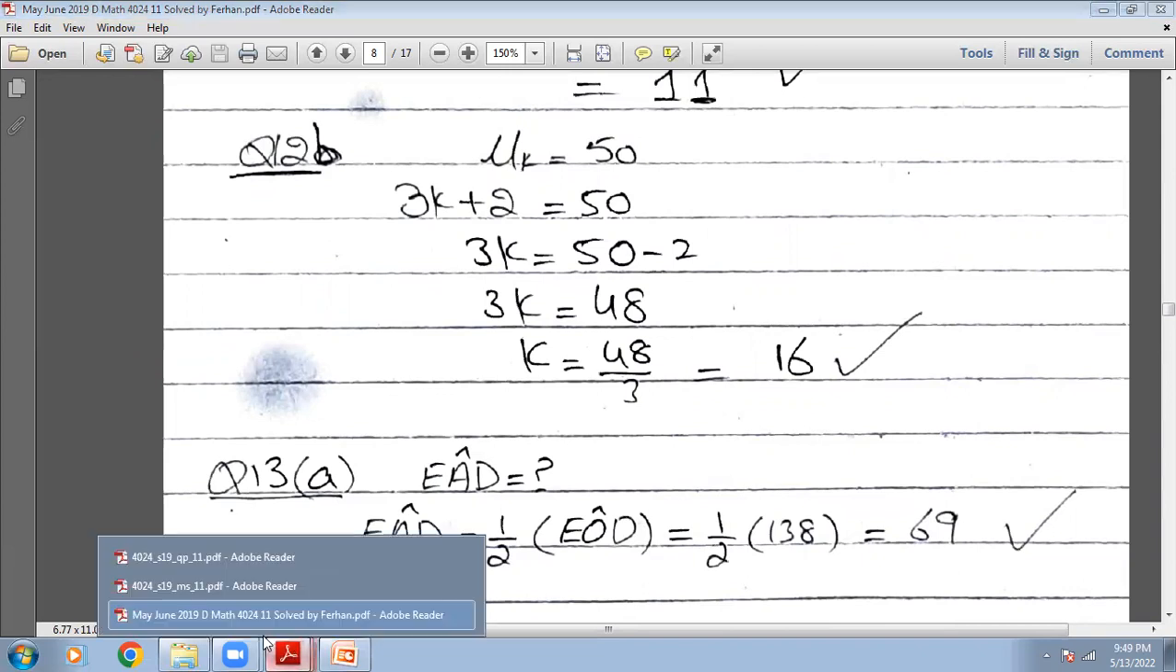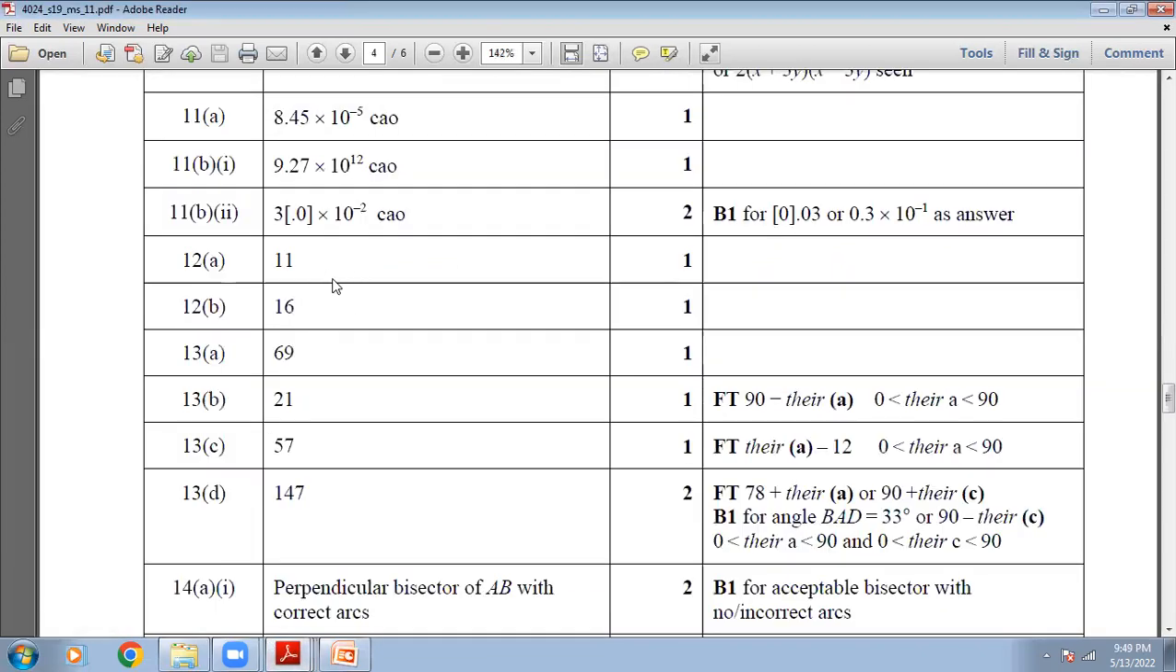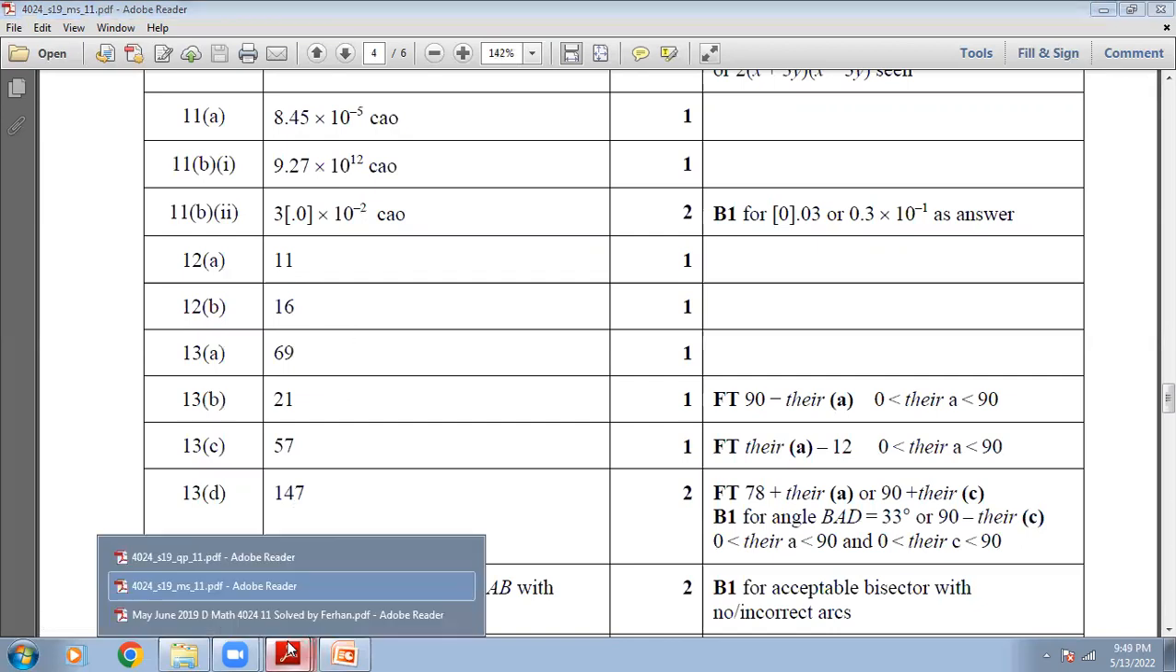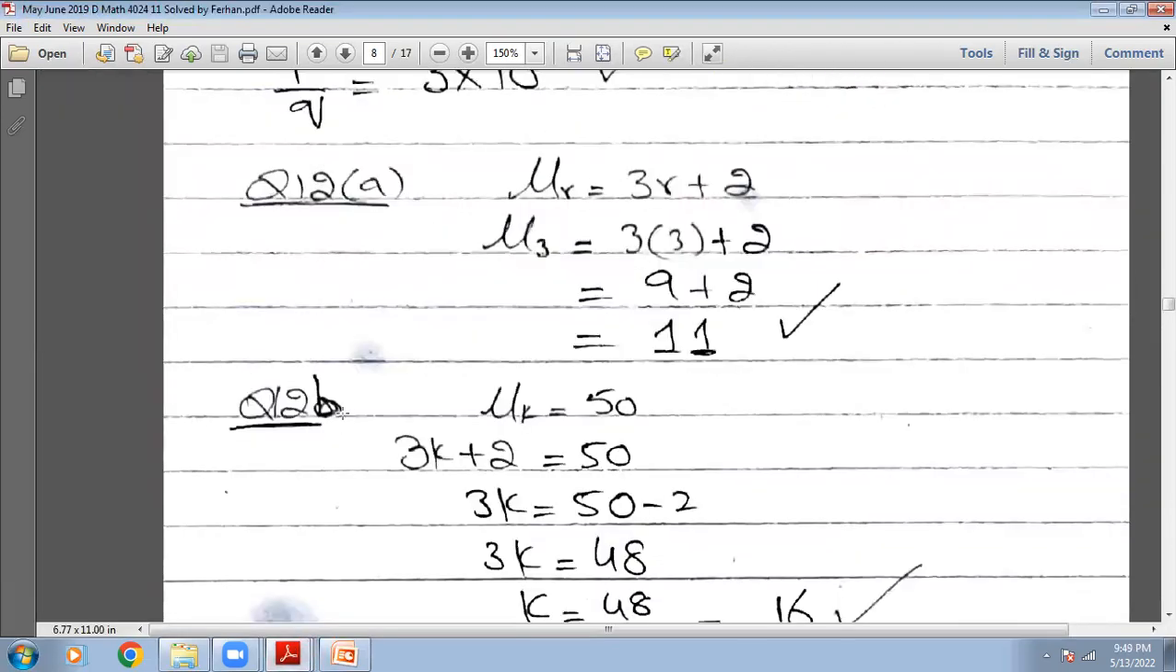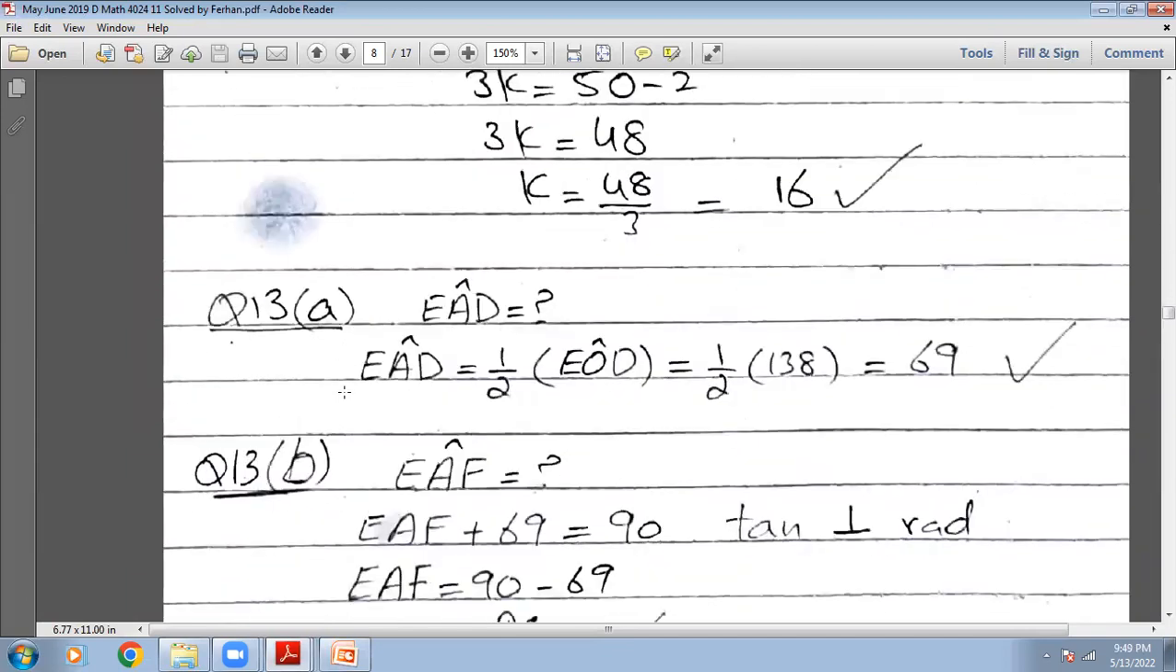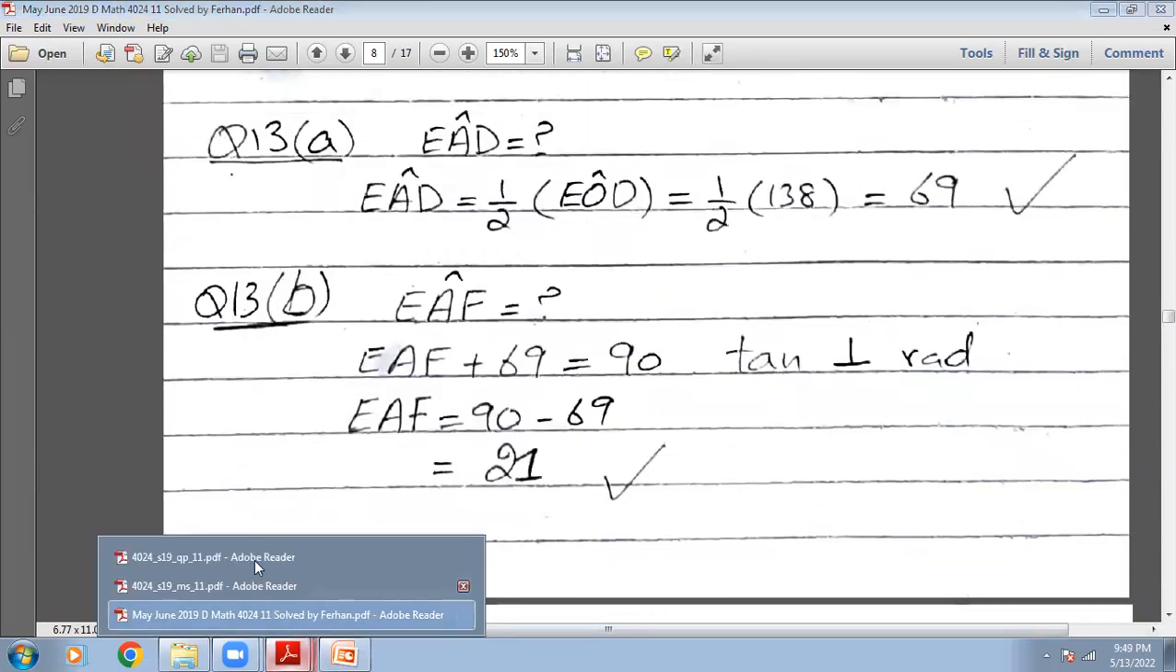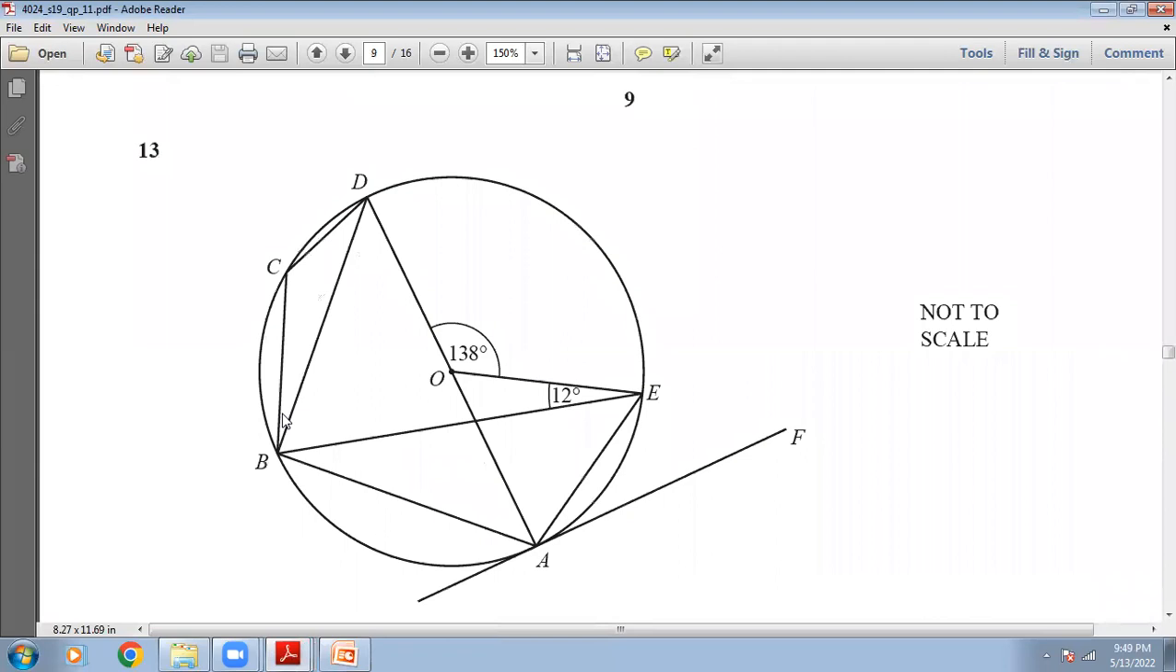So that was question number 12, and our answers are right. 11 and 12, 16 is the right answer, sir. Our answers were the same. So hopefully you understand. Now we are going to the next question. The next question coming up on your screen is question number 13.